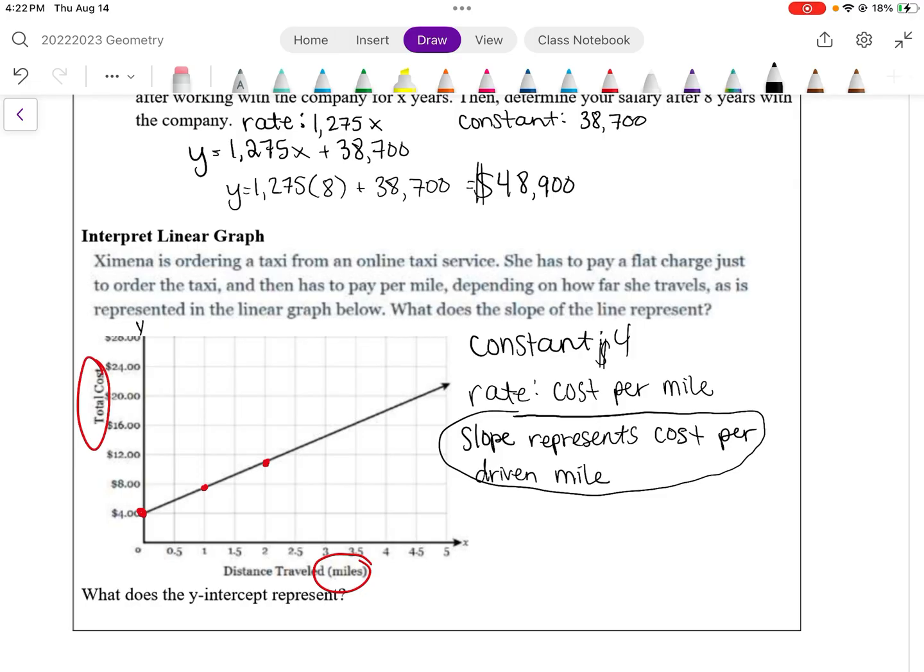Now, what does the y-intercept represent? Okay, remember, whenever you're looking at a graph, your y-intercept is here, goes up and down. Your x-intercept is over here. So the y-intercept is 4, and it's crossing right there. So we said that was like the constant. So what does the y-intercept represent in our scenario? That's like her, how does she word it? Flat charge. Y-intercept is the flat charge to order the taxi.